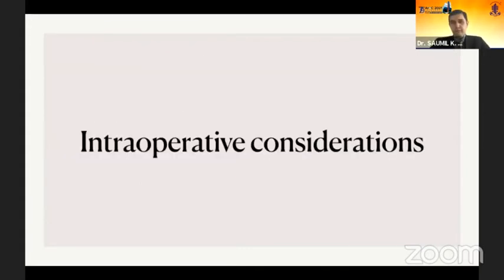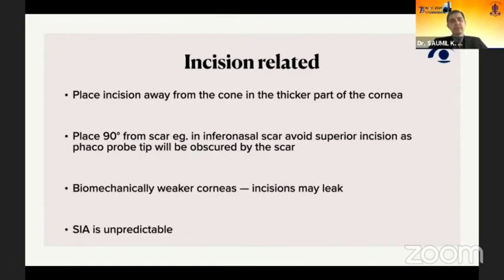Now, intraoperative considerations are basically incision related and visibility related. Coming to the incision related considerations, place the incision away from the cone. That is, place the incision in the thicker part of the cornea. Basically, if you have an inferior cone, avoid inferior or inferotemporal incision, go more superiorly or superotemporally.